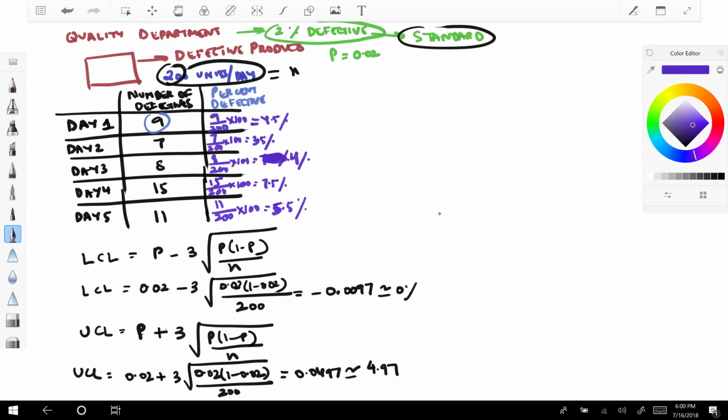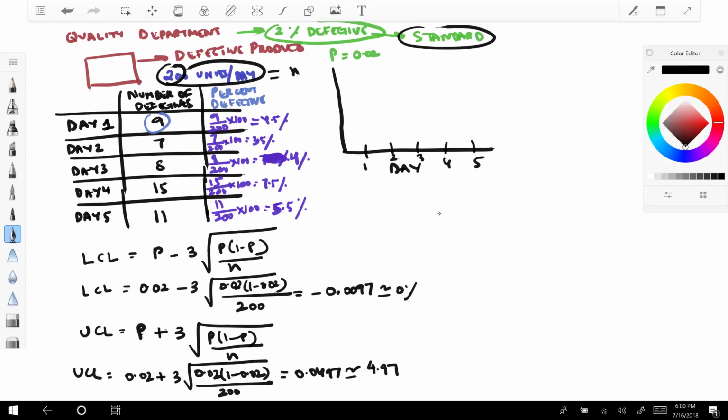So we got these percentages. So now I can draw the P chart. So if I have this chart, and then we have day here, so this is day 1, day 2, day 3, day 4 and day 5.